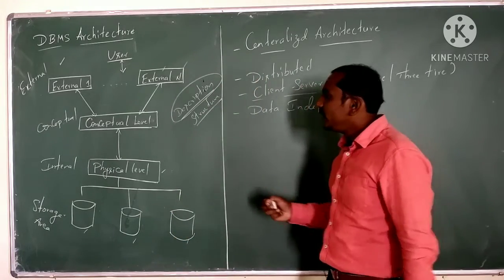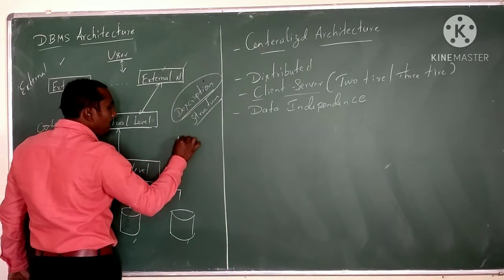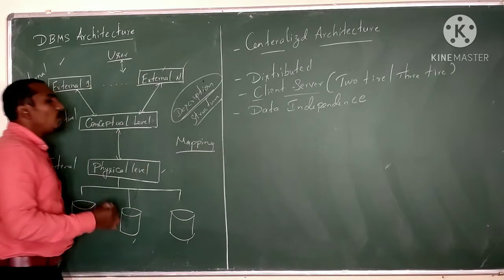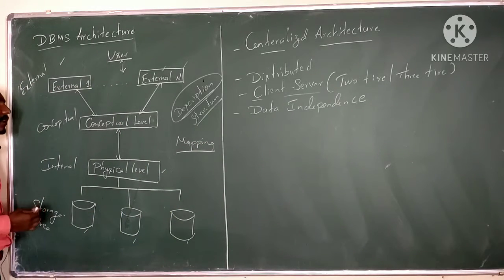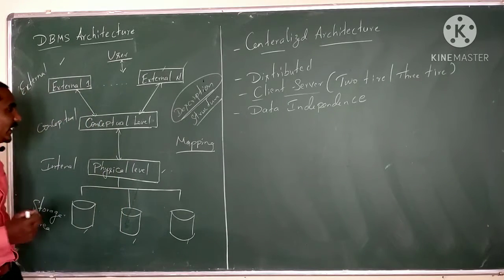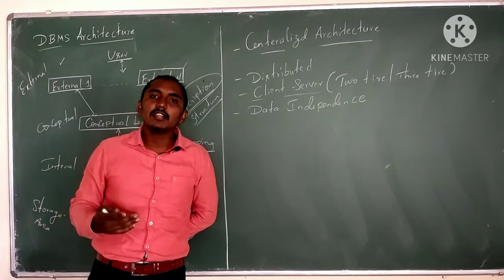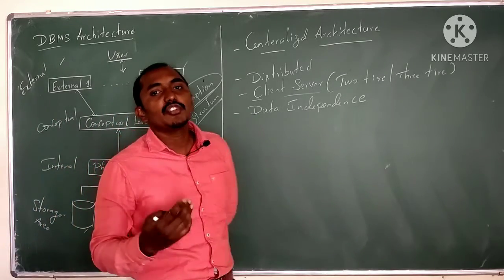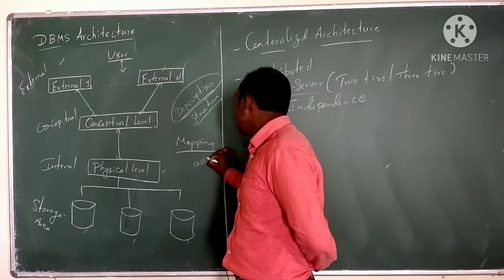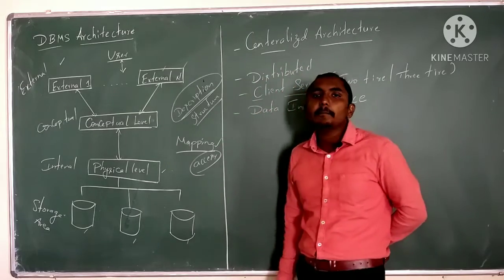In between these levels, we have a concept called mapping. So what is mapping? Simply to say, mapping helps one level with the other level to access the information better. It is nothing but helping in accessing the information, and that process is considered mapping.